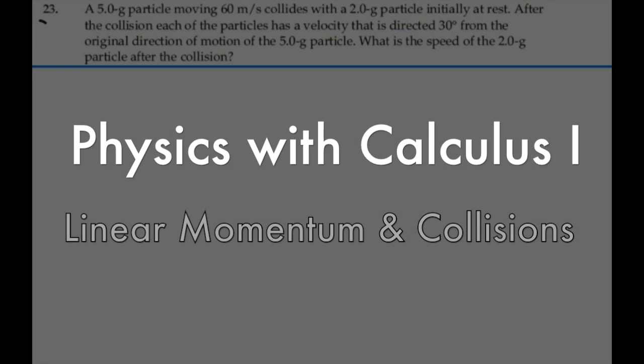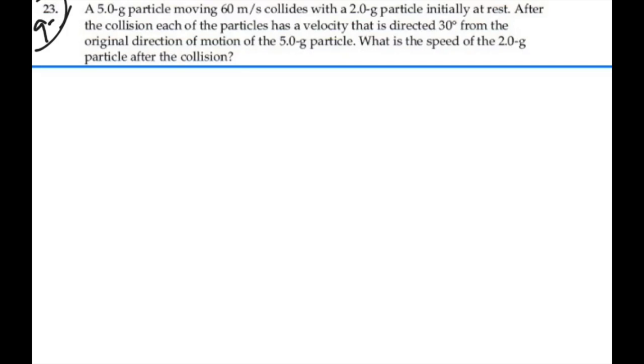Here's problem 9.23. A 5-gram particle moving 6 meters per second collides with a 2-gram particle initially at rest. After the collision, each of the particles has a velocity that is directed 30 degrees from the original direction of motion of the 5-gram particle. What is the speed of the 2-gram particle after the collision?